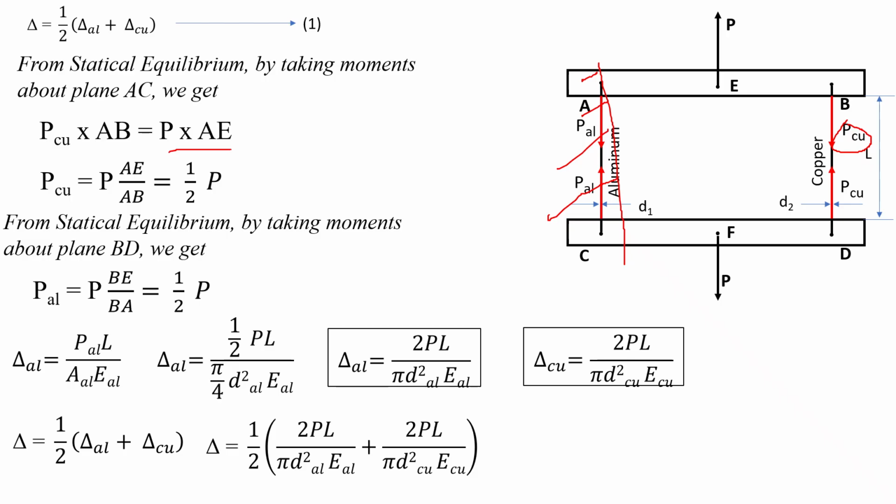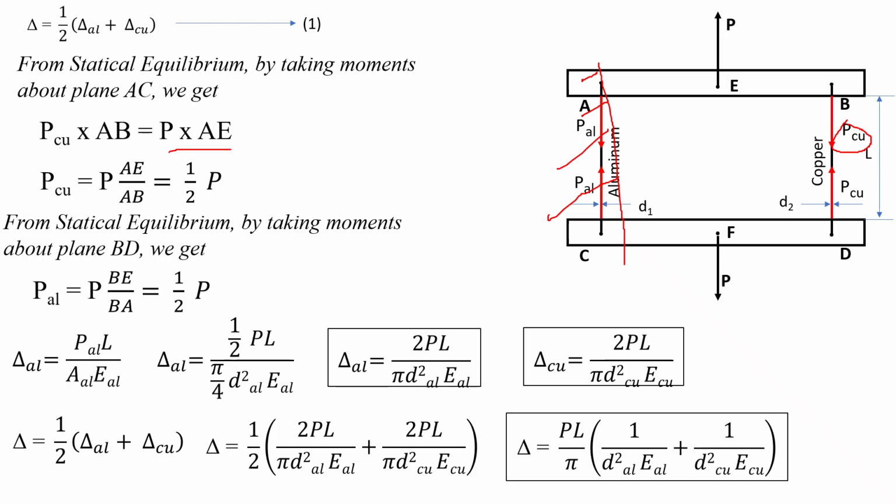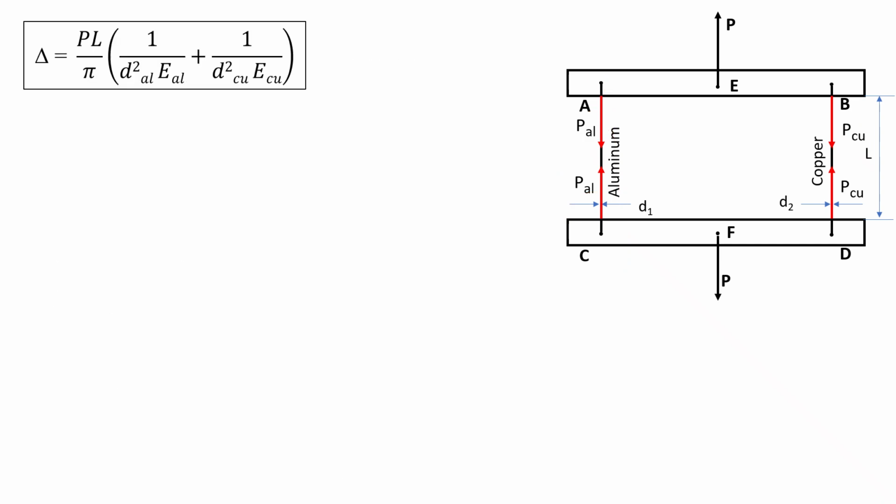So here 2PL and pi we can take common and bring out of the bracket. Then delta will become PL by pi into 1 by dAL square into EAL plus 1 by dCU square into ECU. So this is the deformation of the rigid bar. This expression will be used for the deformation of the rigid bar.